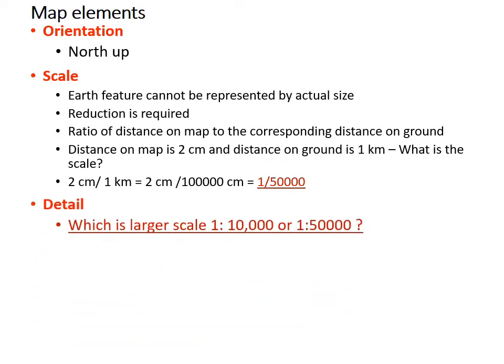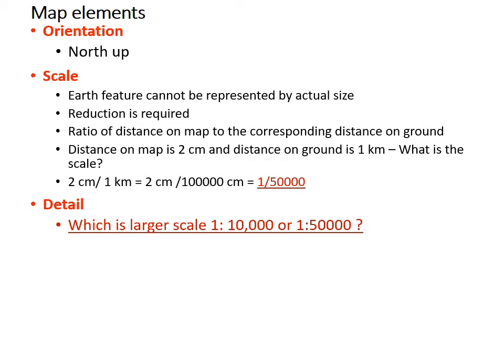So some example or the details is given here. We have a 1 is to 10,000 scale and a 1 is to 50,000 scale map. Which one is going to be a larger scale map? A map scale which is 1 is to 10,000 is a larger scale map than a 1 is to 50,000 map.